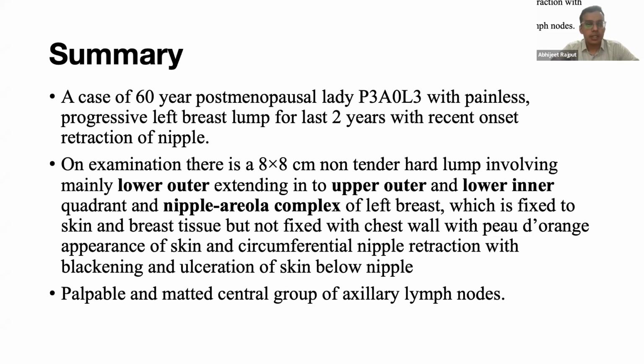To summarize my case, I have a 60-year-old postmenopausal lady who is third para and presented with painless progressive left breast lump for the last 2 years with recent onset nipple retraction. On examination, there is an 8 by 8 centimeter non-tender hard lump involving mainly the lower outer quadrant, extending to the upper outer and lower inner quadrant and the nipple areola complex of the left breast, fixed to the skin and breast tissue, but not fixed to the chest wall, with tawny orange appearance of skin and circumferential nipple retraction. There was a palpable central group of axillary lymph nodes.